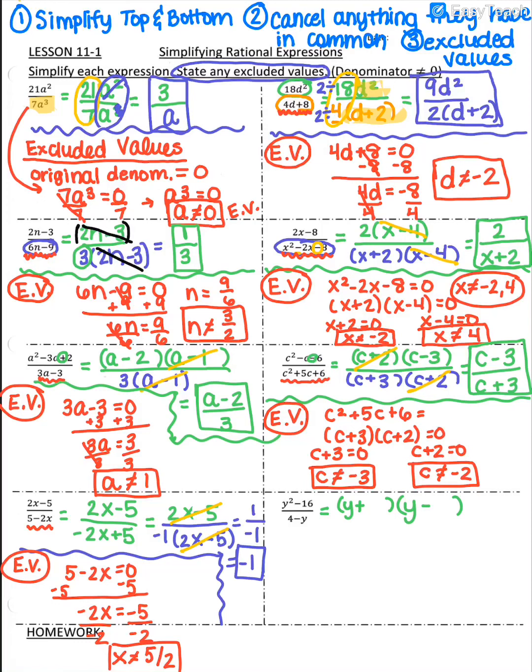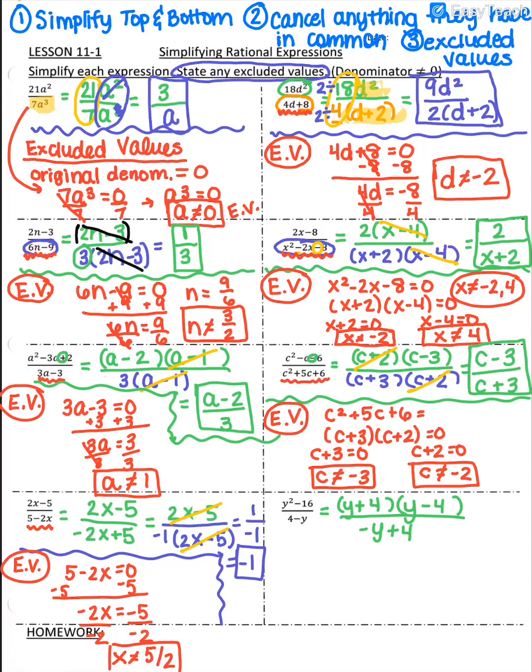And if you want to think about it this way, I have a y squared minus 16. So I'm looking for numbers that multiply to 16 but subtract to give me 0 because I don't have a y term. In that case, they'd have to be exactly the same, which means they're both going to be 4. Okay, and then on the bottom, I'm going to flip this thing around, and it would be negative y plus 4.